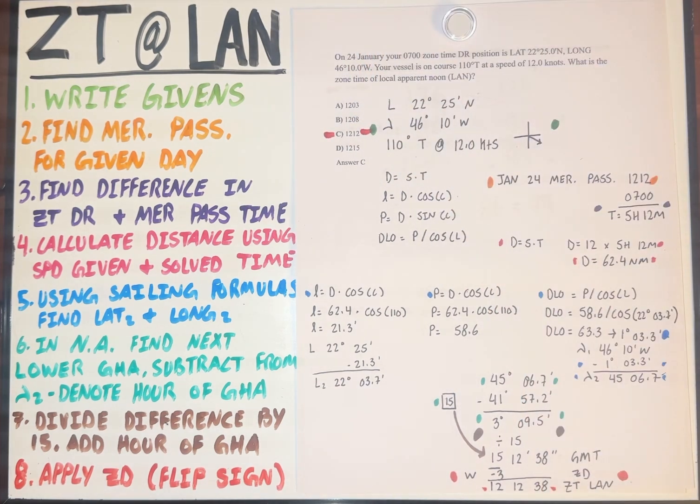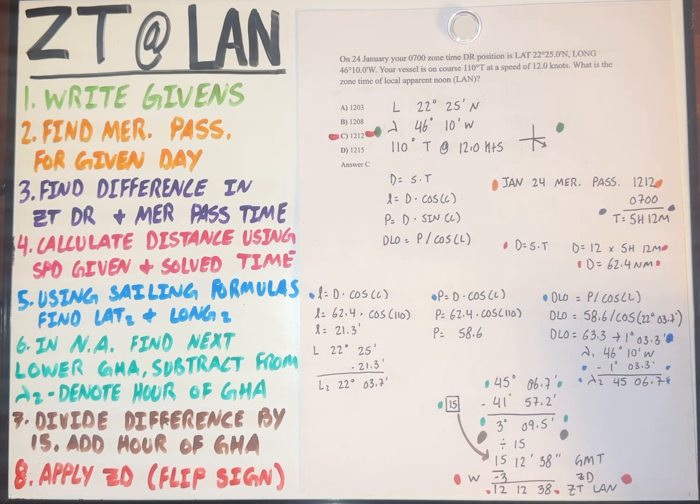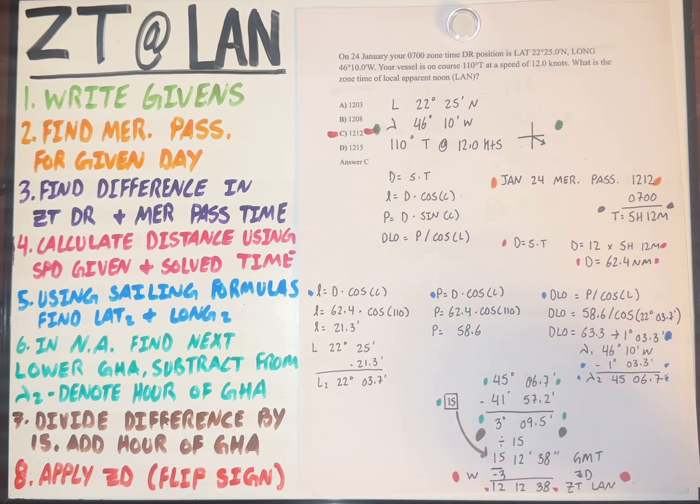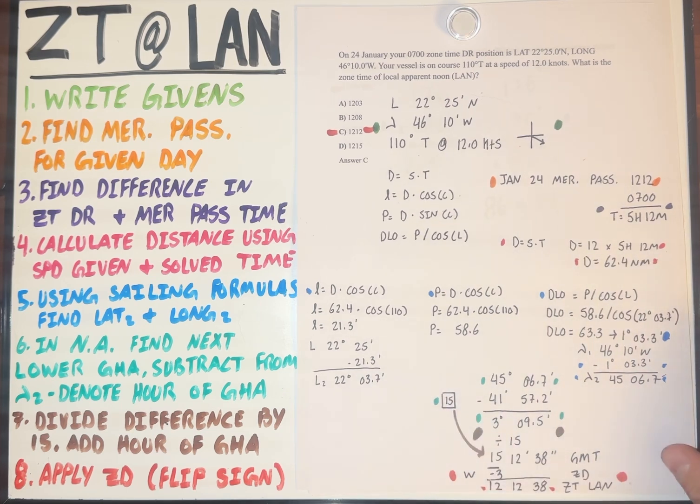If you follow this progression, you will not get one of these problems wrong. The one thing that I do want to add is if we are in east longitude, before step number 6, you will subtract your longitude from 360 and then follow step 6. If this was 45 degrees 06.7 east, I would do 360 minus 45 degrees 06.7, and then find the next lower GHA from that, then denote that hour, and then follow the steps as we have them written on the left-hand side.